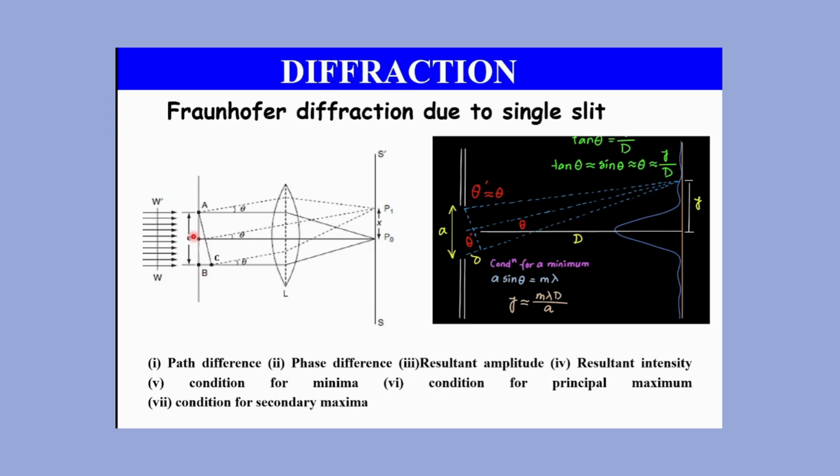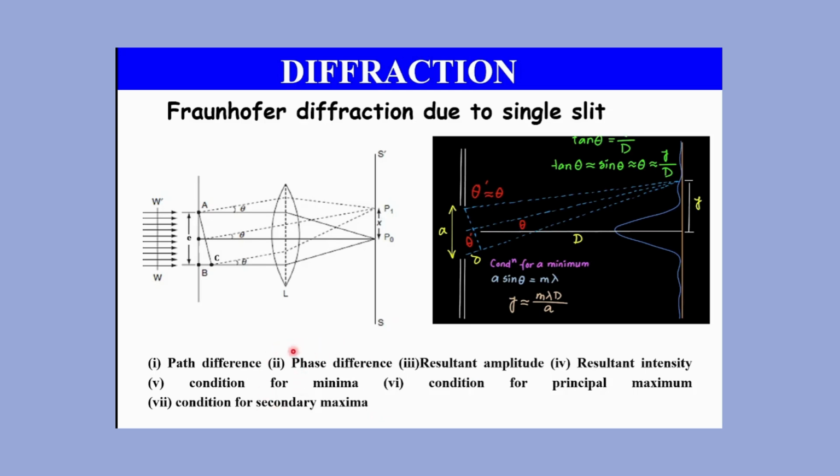Now in this concept we are going to find the path difference, phase difference, resultant amplitude of the diffraction phenomenon, resultant intensity, condition for the minima, condition for the principal maximum and condition for the secondary maxima. We have to find it.